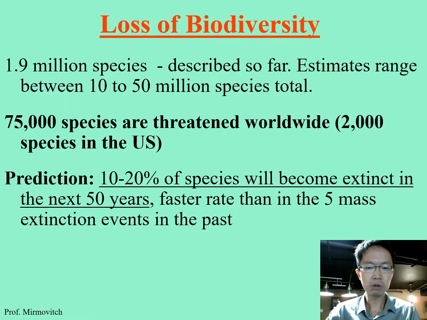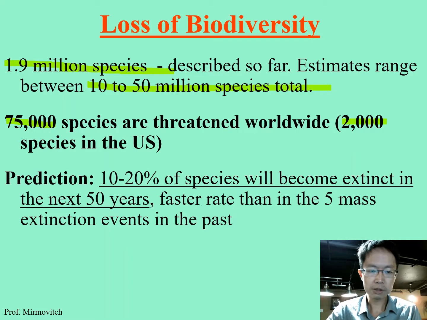So loss of habitat will lead to loss of biodiversity. So let's see, 1.9 million species have been described so far. We have 10 to 50 million species in total. But we have 75,000 species threatened with extinction, and 2,000 species in the United States. So it seems that we have lots of species, right? In the world, we estimate about 10 to 50 million species in total, and among them, 1.9 million species are known to humans. But you may think that 75,000 species close to extinction is not too much compared to 1.9 million.